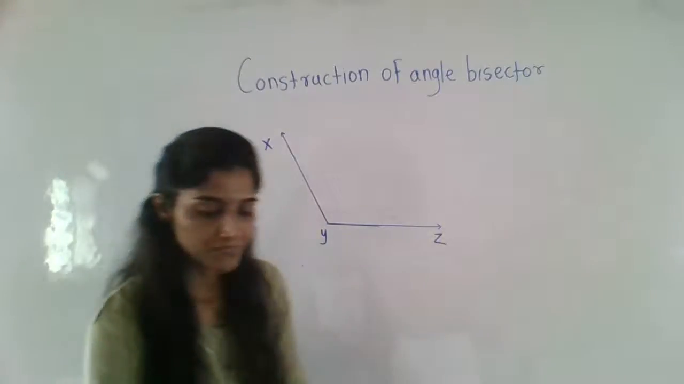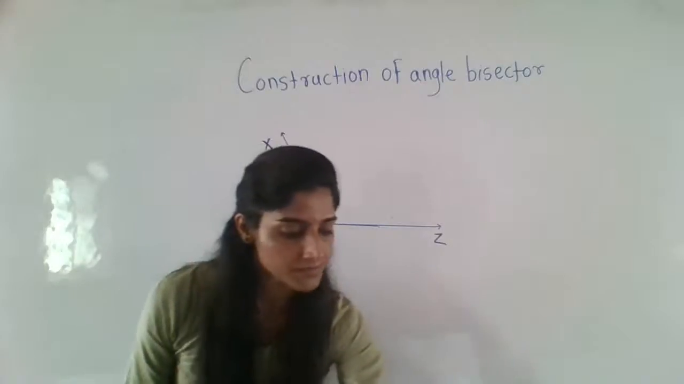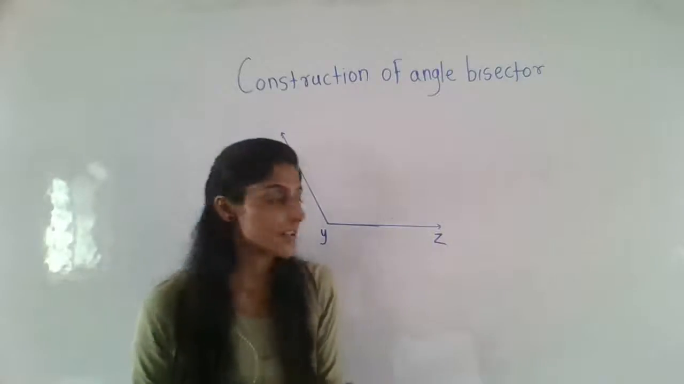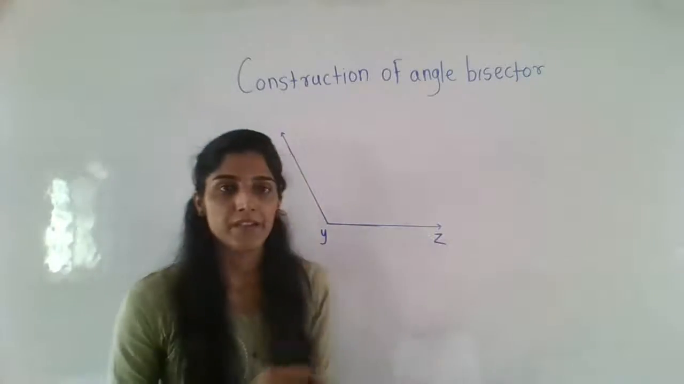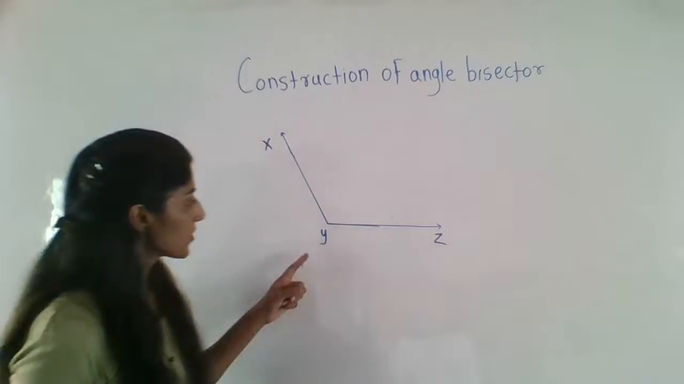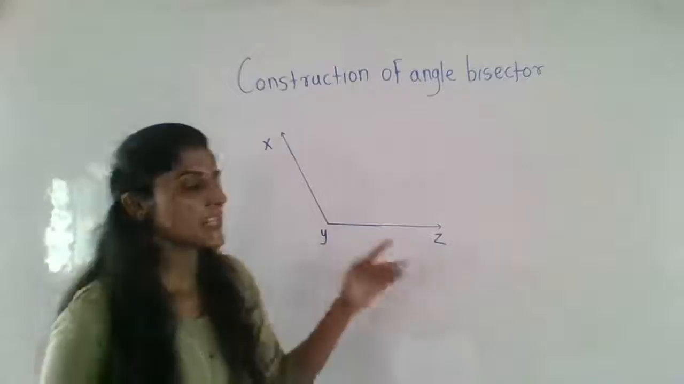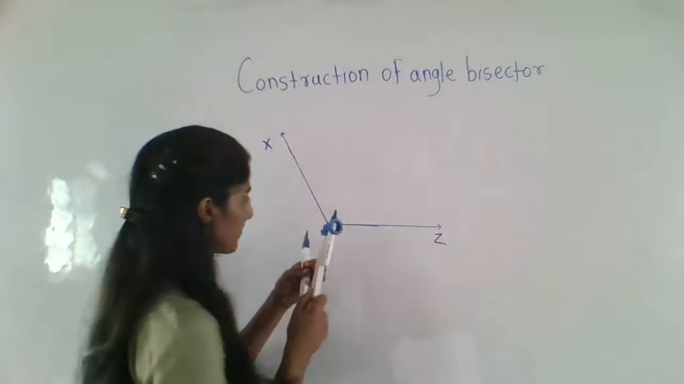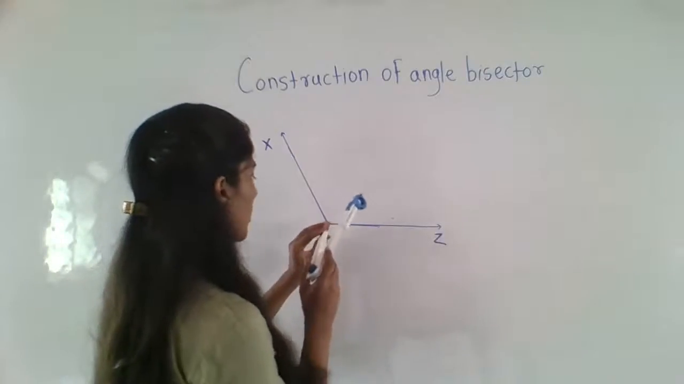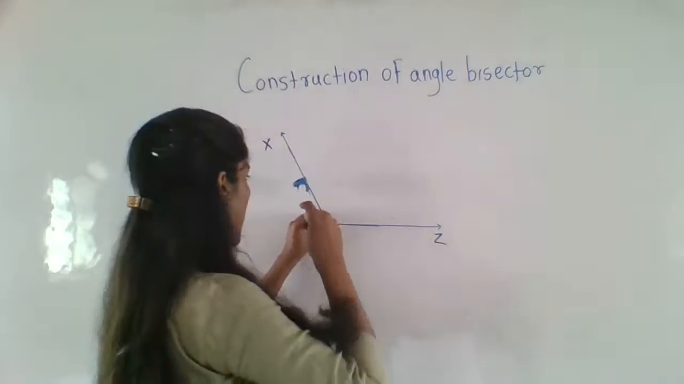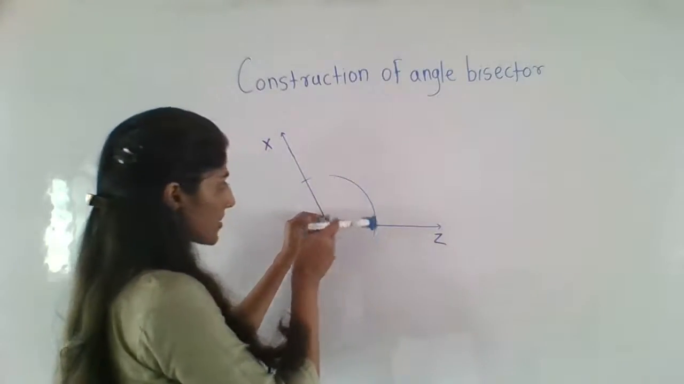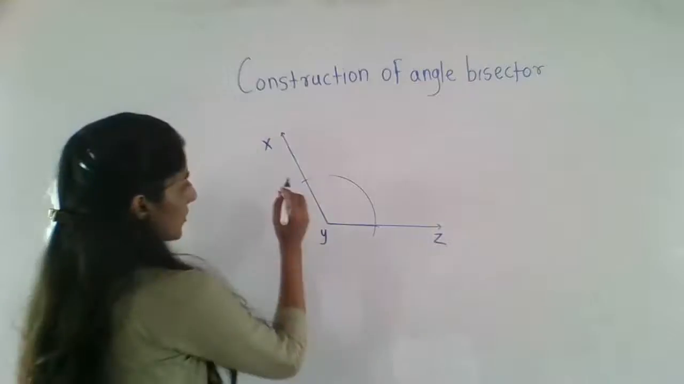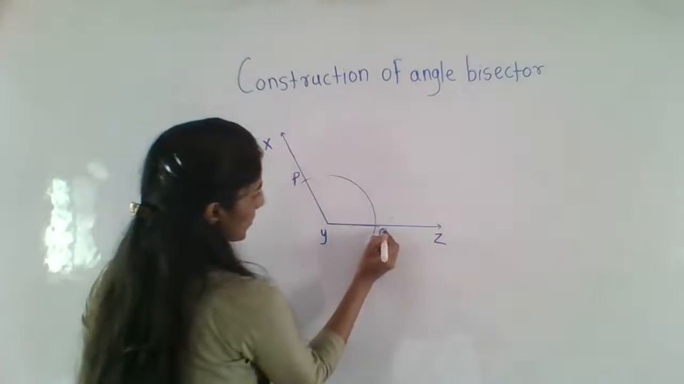What is our first step? Let's see. Our first step is, with any convenient distance, draw an arc which cuts the rays YX and YZ at two different points. So you can take any distance here. Now keep the point of the compass on the vertex, that is Y, and draw an arc which cuts both the rays, that is YX and YZ. Now name the points of intersection as P and Q.